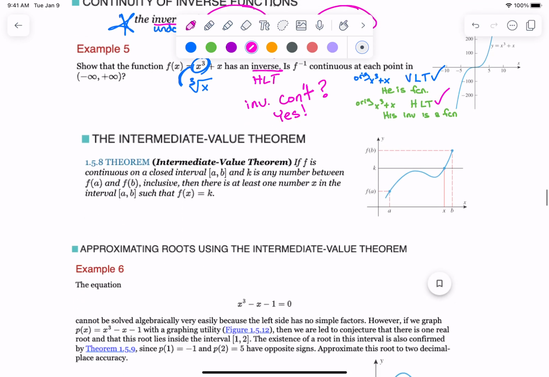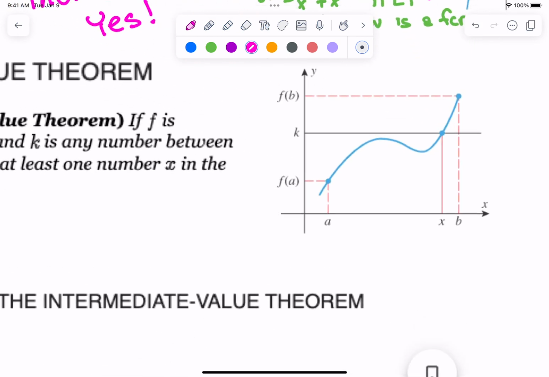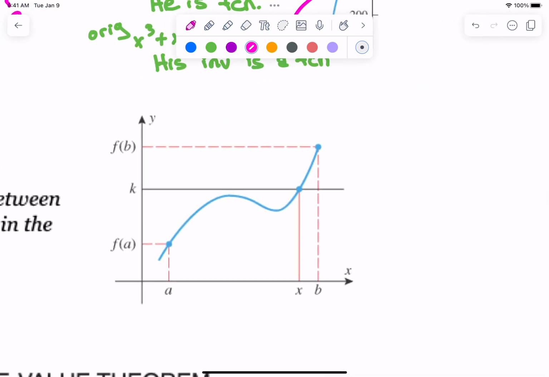Okay, all right. Let's talk about the intermediate value theorem. This is kind of hard to understand, but it is kind of a stupid concept. Are you ready for this? First things first: if a function is continuous, it has to be a continuous function.